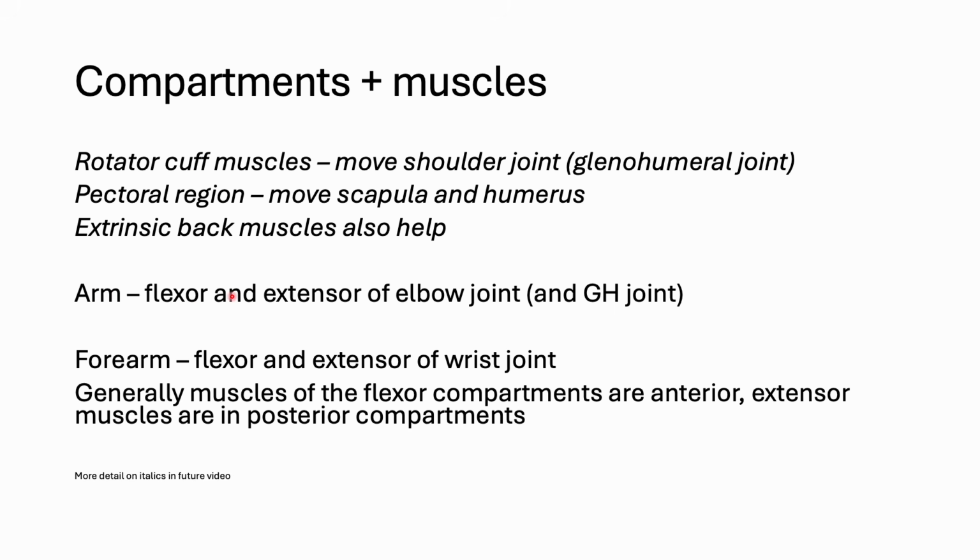The arm, so the upper portion of the upper limb, has two compartments, flexor and extensor. These are the two compartments, and the forearm also has two, the flexor and the extensor. The arm will flex and extend the elbow joint and sometimes the shoulder joint, so there are some muscles that do that. And the forearm will do flexion and extension of the wrist joint, mainly, amongst some other movements. Again, I will explain in another video. Generally, muscles of the flexor compartments are anterior, again, in anatomical position, and the extensor muscles are in the posterior compartment, so the posterior aspect of the limbs. And again, this will be explained in another video.